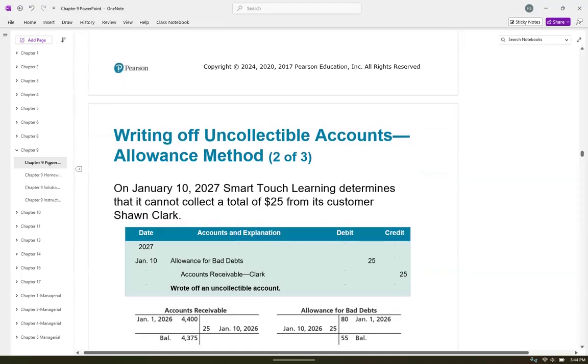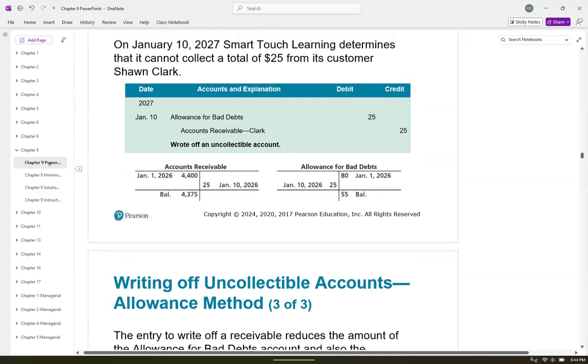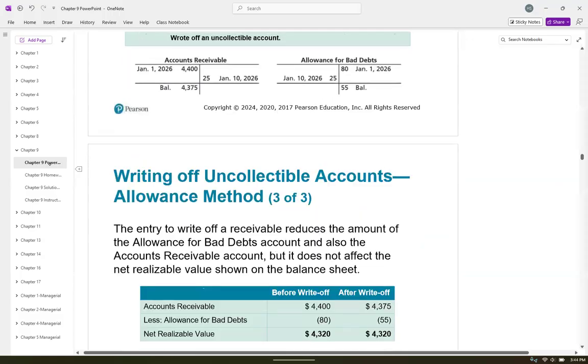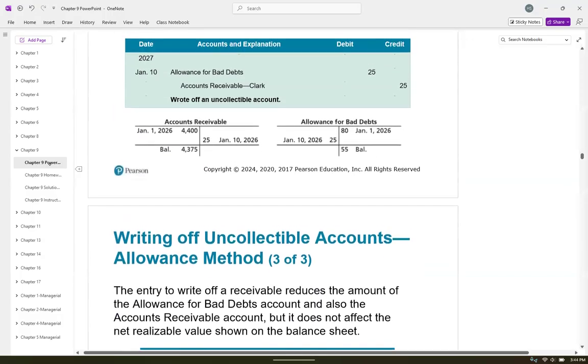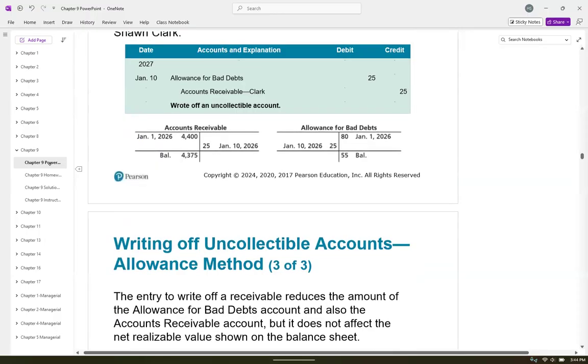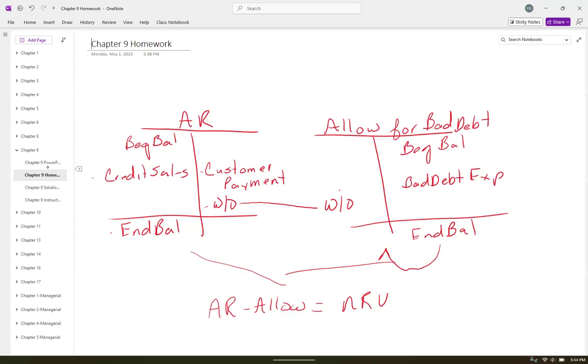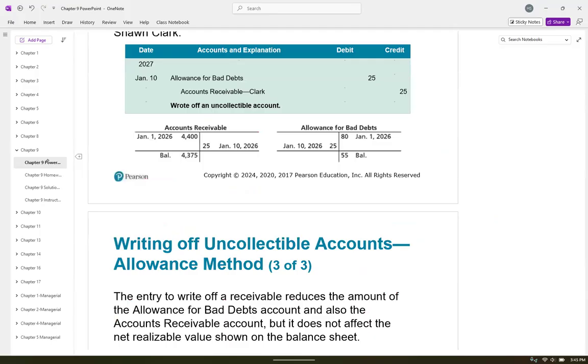Okay, so this is a write-off. The entry to write off the receivable reduces the amount in the allowance account and it reduces the accounts receivable, but it doesn't affect the net realizable value. As illustrated here, if you took 25 off of that one and you took 25 off of that one, your net realizable value is going to be exactly the same. So that's a trick question they love to ask.